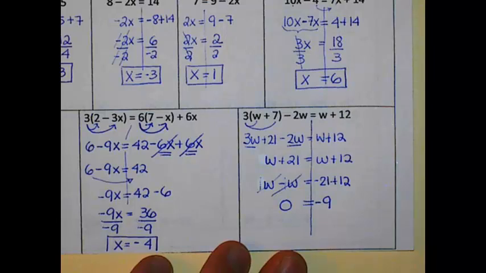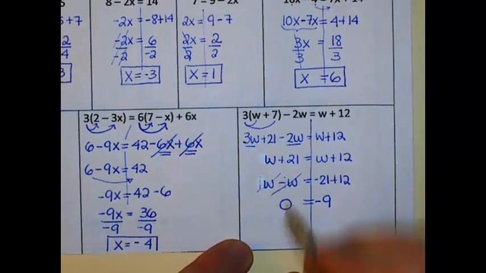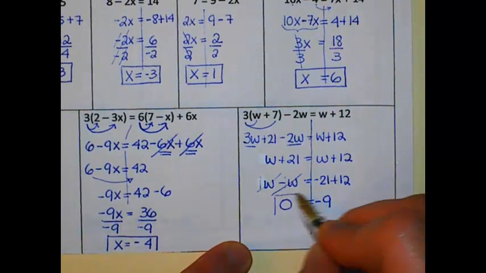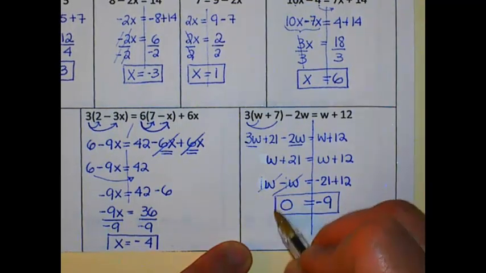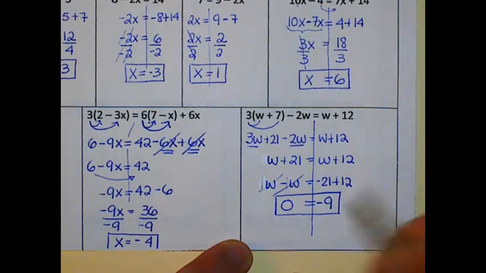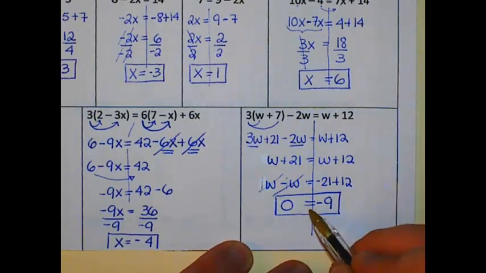Now, look what happened. The letter disappeared. And remember what our goal is in solving equations: to get the letter alone on one side. But how can I do that if the letter disappears? Well, basically, this is a special case. If the letter disappears, in other words, if the letter cancels out, like it did in this problem, you're going to be left with a statement.